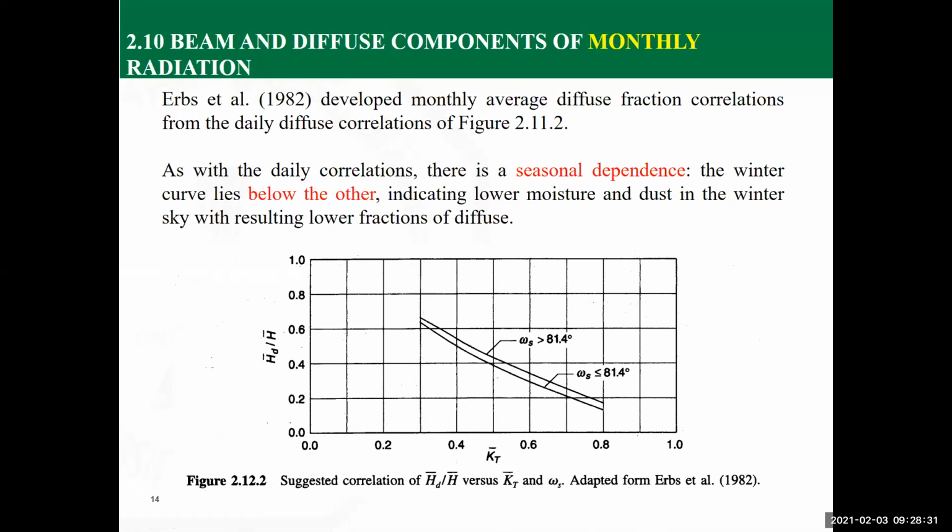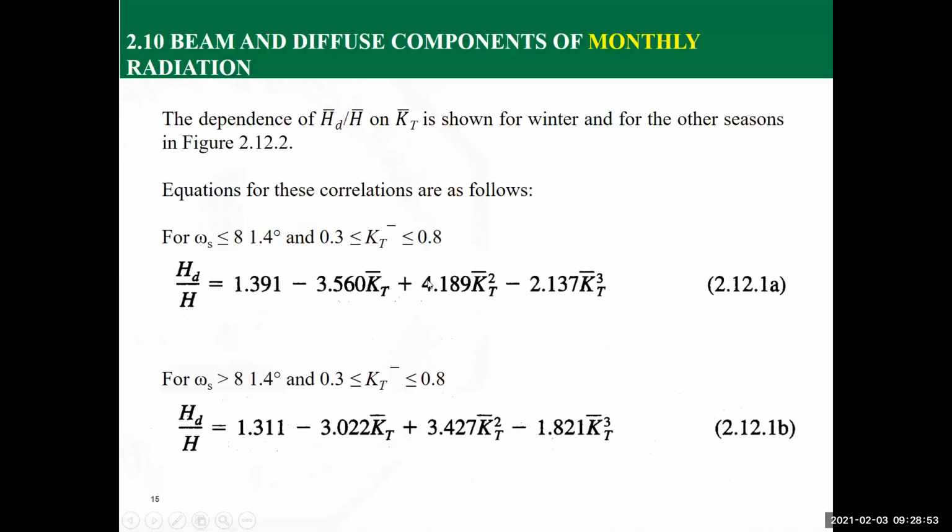Again, the values have been clustered in 2 lines. One of them represents the case of summer, spring, and autumn, where the value of the sunset angle is greater than 81.4, and winter, where the sunset angle is less than 81.4. Then these values have been put in a correlation, shown here. It's a polynomial which provides us with values of HD over H for this range of WS, the sunset angle.